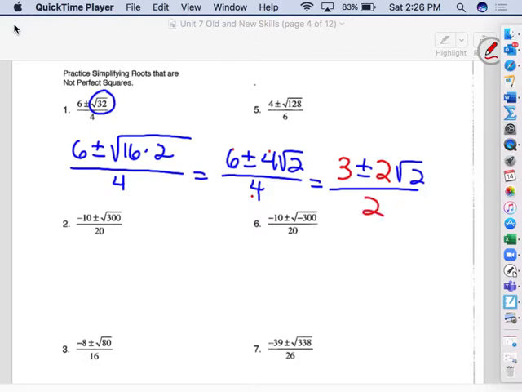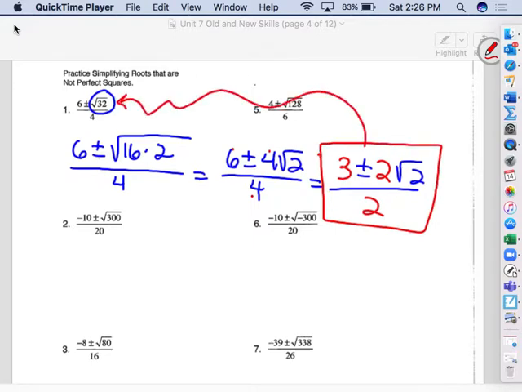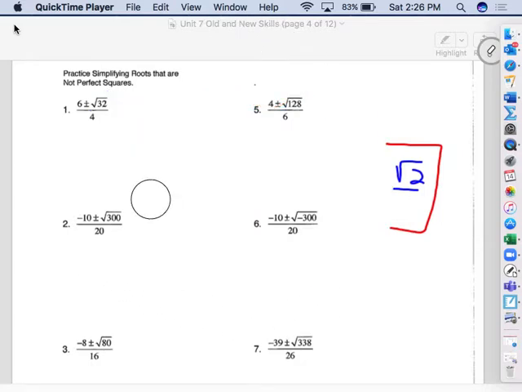This is the most simplified version of the expression that would be represented by what I started with. This will be the most simplified answer for that. Let's look at number 2, or excuse me, let's look at number 5 on the video.